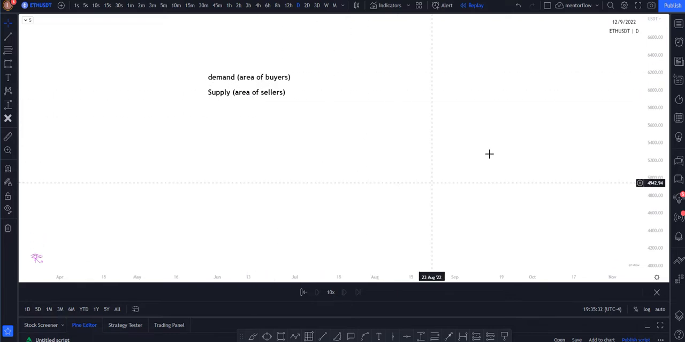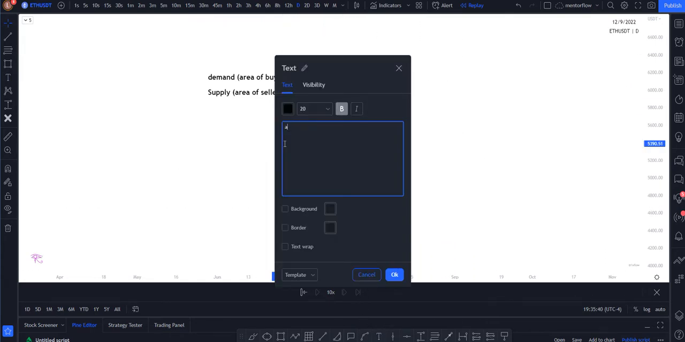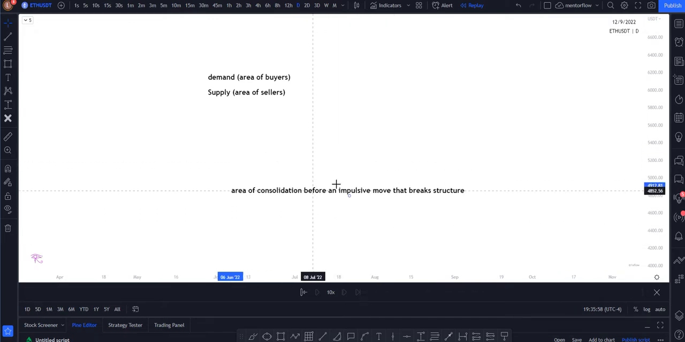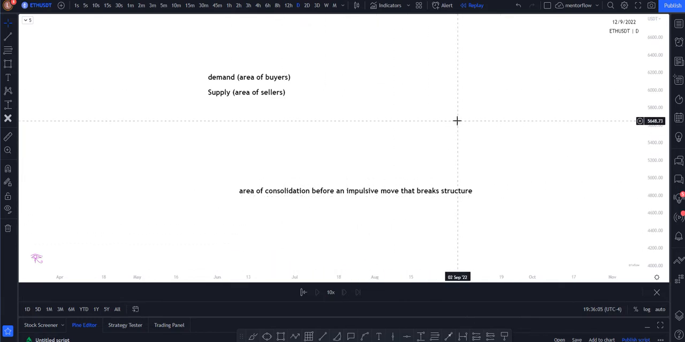How is this found? How can we spot this? An area of consolidation before an impulsive move. So let's go ahead and write that down. Impulsive move that breaks structure. How do we call a structure break? From a strong high or a strong low that is broken to the upside. This is how we can figure out where that demand and where that supply is. Area of consolidation before an impulsive move that breaks structure.